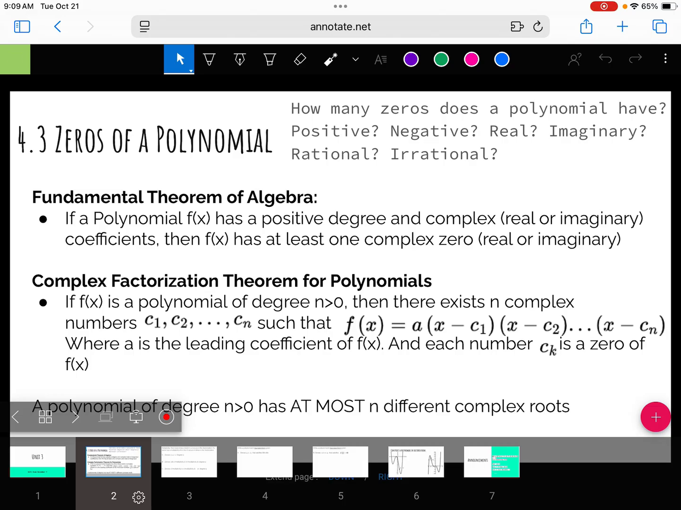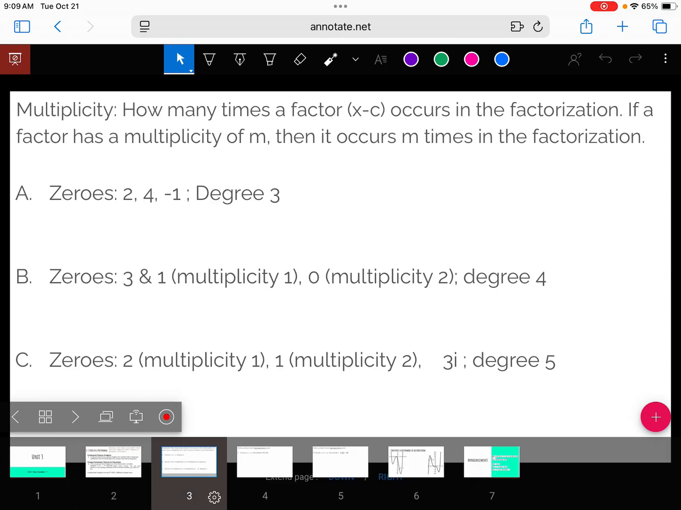Remember, I always post a PDF, but again, we're going to work through these, I promise. So, we're going to also work with something called multiplicity. We may or may not have heard that word before.